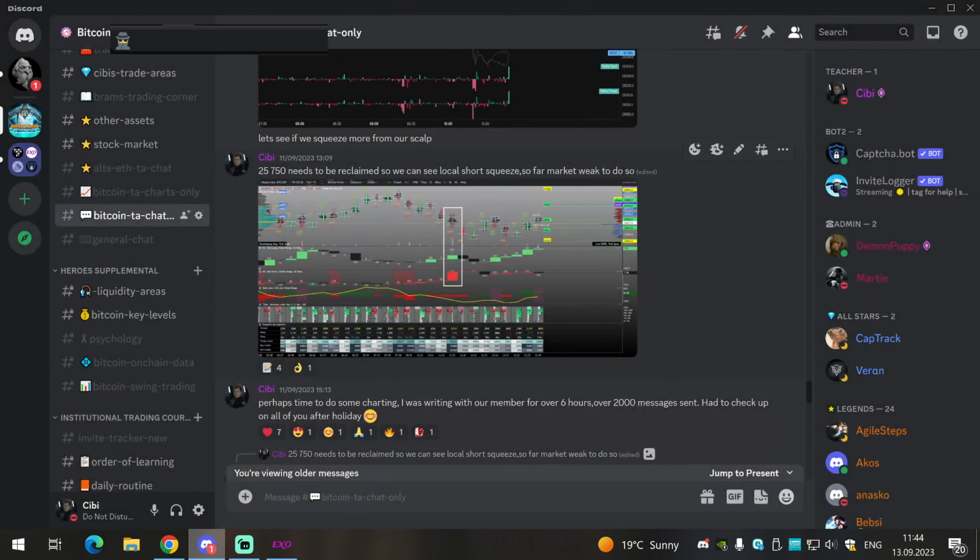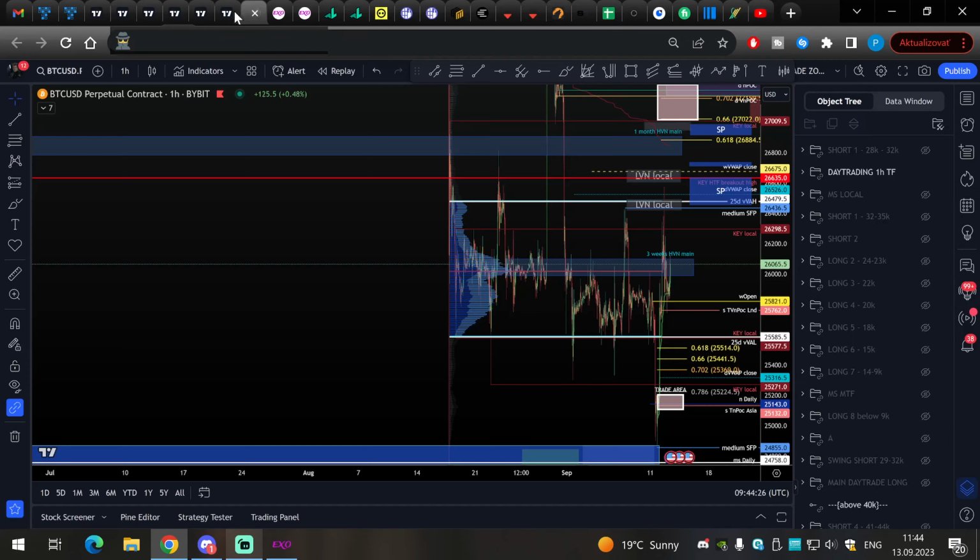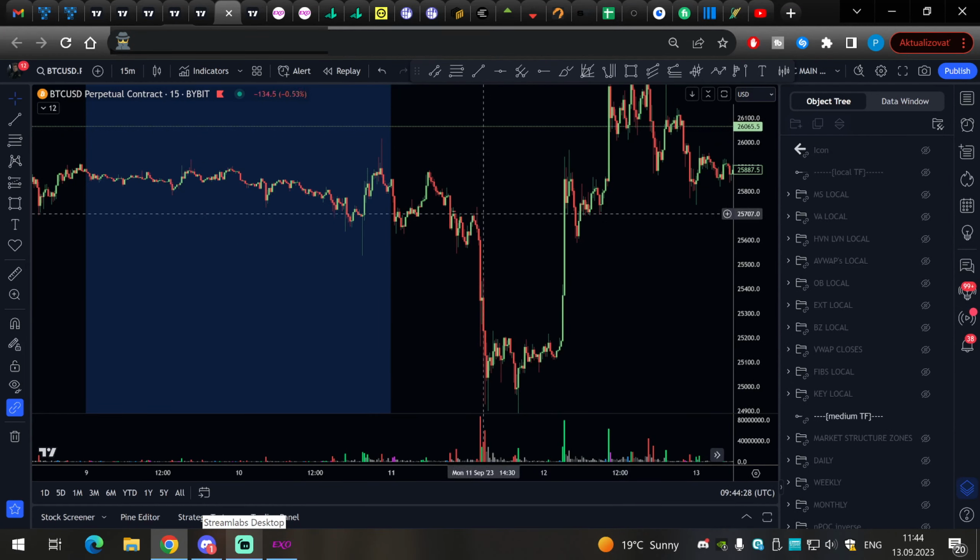So 25,750, look at the chart. Let's zoom in. Yes, this was the price action. Let's turn off the weekend.